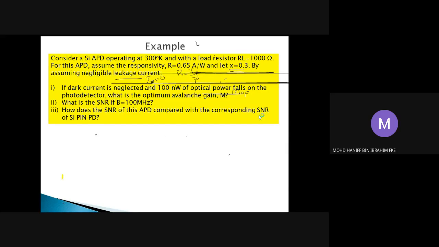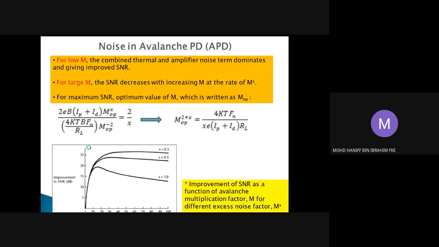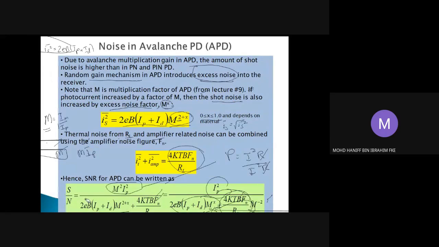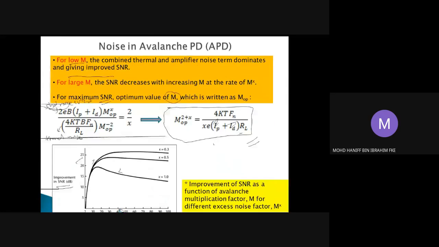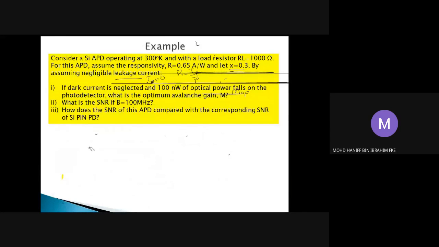The question here is to find the SNR if B is equal to 100 megahertz. This should be related to the equation for calculating the SNR for the APD. If I go back to this slide, we're going to use this equation here for the APD, the M squared IP and so on. So we have to use this equation to find the SNR value. We are now using the optimum M that we obtained in the first question, in which M shall be equal to 42.